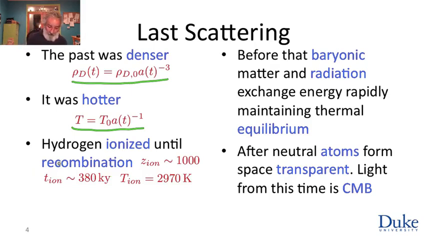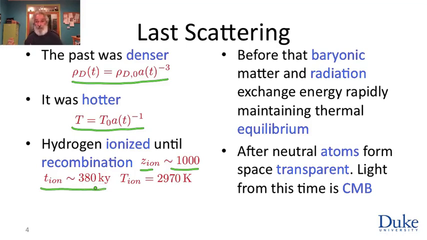Now, we can figure out what the temperature has to be for about half of the hydrogen atoms to be ionized, and that turns out to be on the order of 3,000 Kelvin. That obtained, therefore, when the redshift was about 1,000, so the scale factor was about 1,000th of its current value of 1. All distances were 1,000 times smaller than they are now. In our model, that occurred when the universe was about 380,000 years old, and something very important happened there.